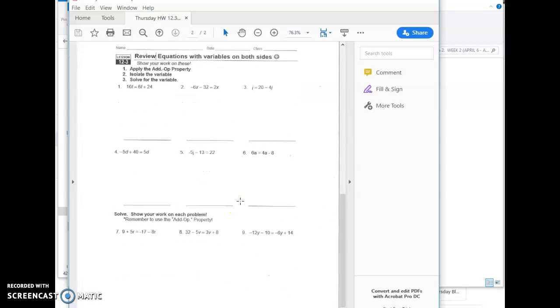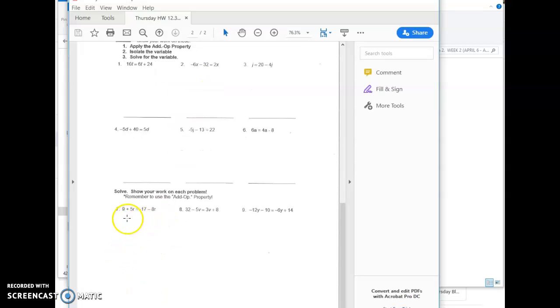The other side, a little review with our equations here. Some two-step equations at the start. Remember to do that add-up property right away. And then down below, we're going to have some equations with variables on both sides. So remember, your goal is to use the add-up property, get rid of one of the variables, so your variable's only on one side, and then solve for that variable.